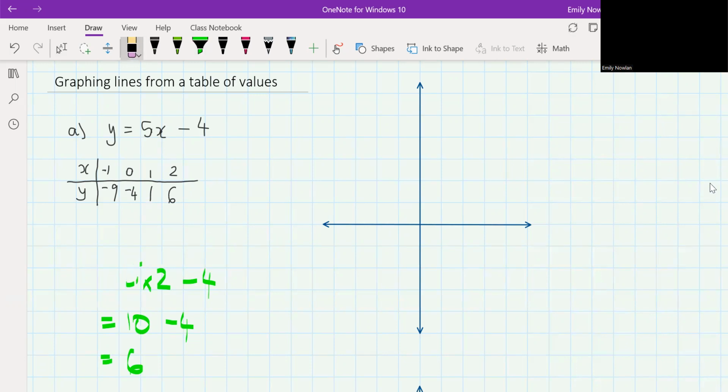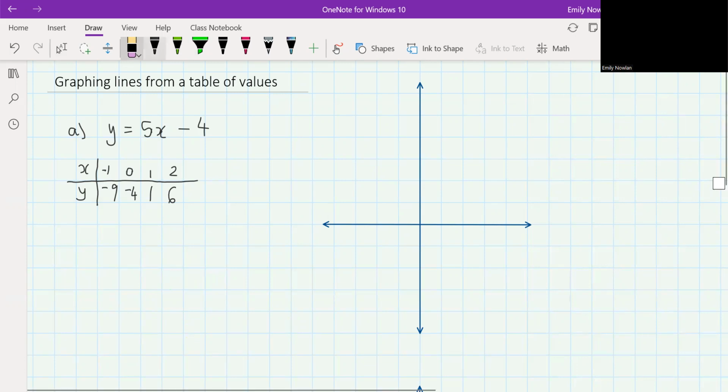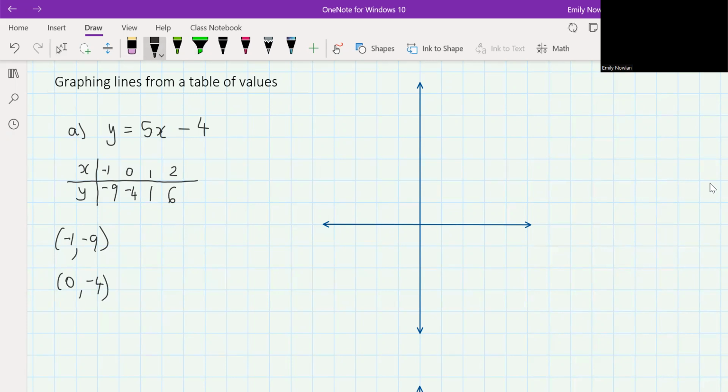So now we have to plot these points over there. Now this table of values has made all these points. So you don't have to write it out like this, but it's (-1, -9). That's the first point. (0, -4) is the second point. (1, 1) is the third point. And (2, 6) is the fourth point. That's what it means when it's in a table like that.